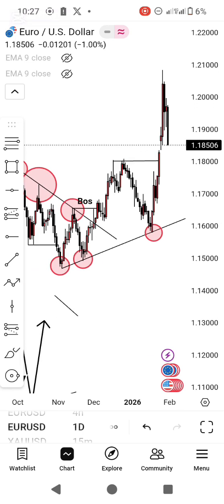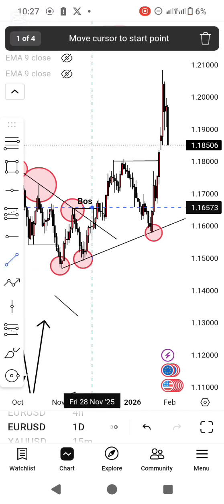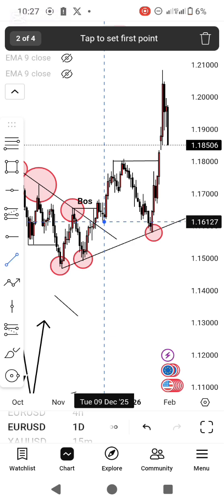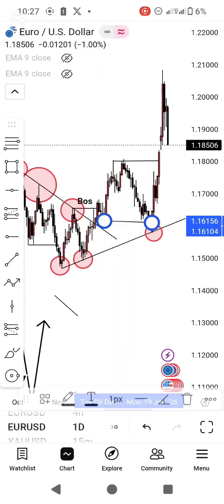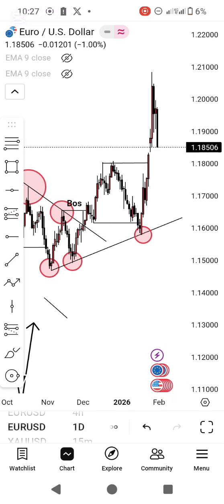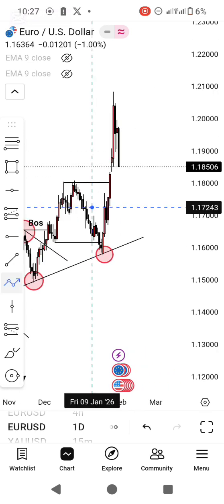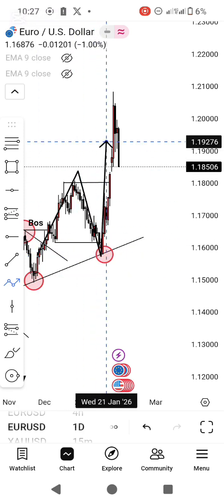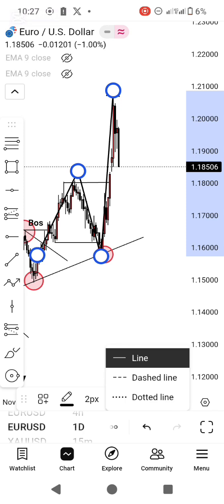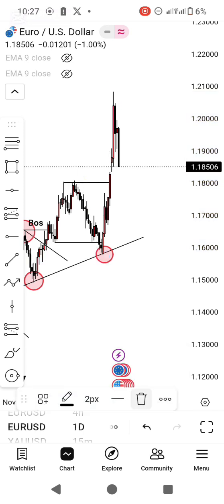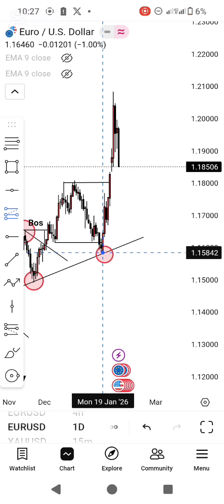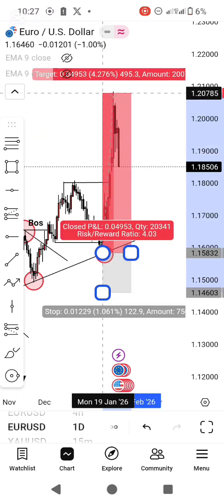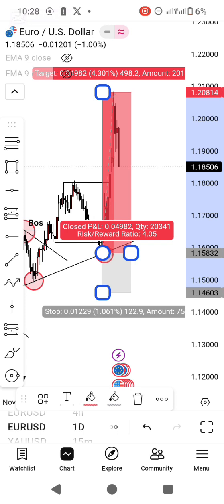Boom. You see that? So meanwhile, price took this low right here as liquidity, tapped into our trend line and bought. You can see the massive buy all the way here. This is almost 500 pips on Euro USD.